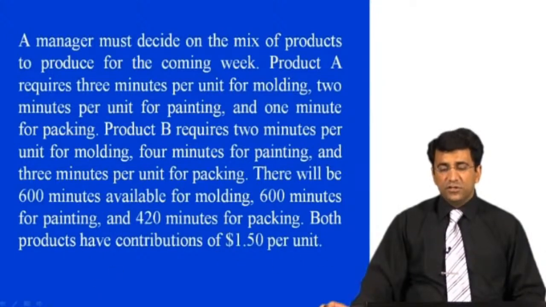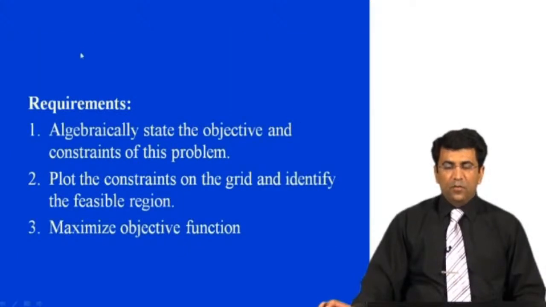It means that if you are producing 1 unit of product A, it will give us the profit of $1.5. Again, if we produce 1 unit of product B, it will again give us the profit of $1.5. So this helps us to formulate our objective function. Now what are the requirements? Algebraically or graphically state the objective and constraints of this problem, plot the constraints on the grid, and identify the feasible region, maximize the objective function. So in this example, we want to maximize our objective function.